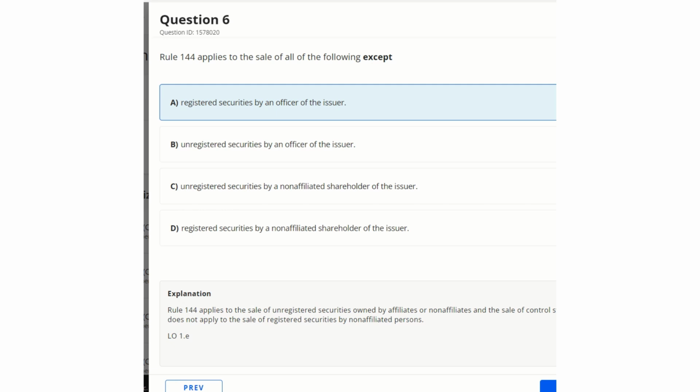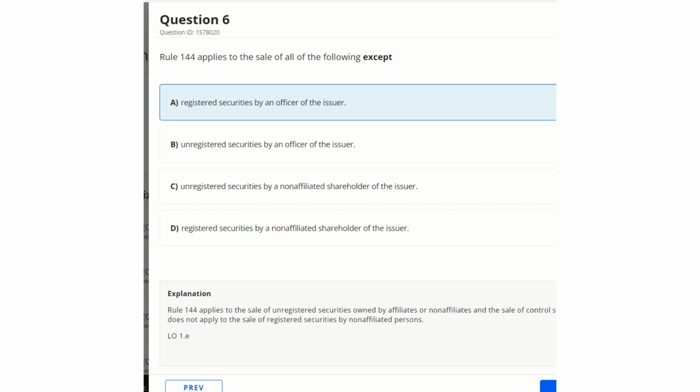Rule 144 applies to the sale of all the following except A, registered securities by an officer of the issuer. B, unregistered securities by an officer of the issuer. C, unregistered securities by a non-affiliated shareholder of the issuer. Or D, registered securities by a non-affiliated shareholder of the issuer.